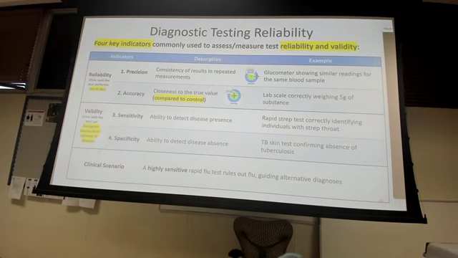So there are 4 key indicators commonly used to assess or measure tests: reliability and validity. Reliability is how well that test performs day to day. Under reliability, we have precision and accuracy. Precision is the consistency of results over repeated measurements, while accuracy is the closeness to the true value, okay? And then we have validity, which is sensitivity and specificity. Sensitivity is the ability to detect the presence of disease, while specificity rules out the disease. So sensitivity in, specificity out.